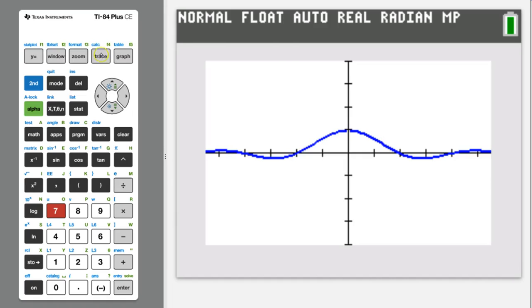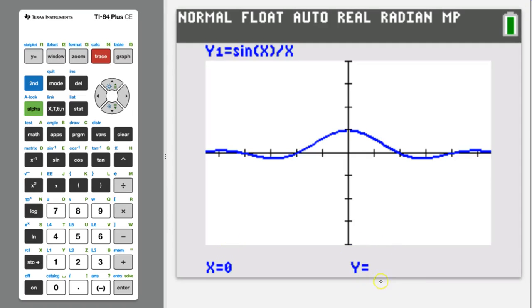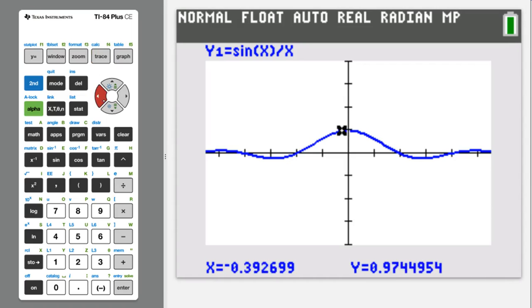Looking at the graph, I'm going to press trace. Notice that when x equals 0, y is undefined. Okay, that makes sense. 0 is not in the domain of this function. But when x is close to 0, it looks like the y values are close to 1. Same thing on the other side. We could also use the table to show that as x gets close to 0, the y values are getting close to 1.